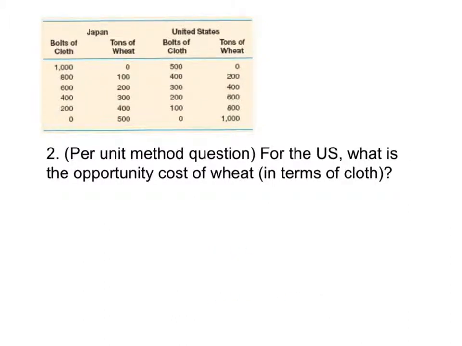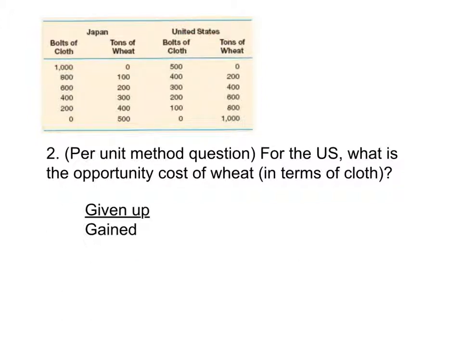Our next question is going to use the per unit method of calculating opportunity cost. And this question is for the U.S. What is the opportunity cost of wheat? Now, the question may or may not put in the parenthetical statement in terms of cloth. If it's not there, it's implied. If you have two goods and we ask for the opportunity cost of one, that's always going to be in terms of the other good. So this is where we'll be using our formula, given up over gained.